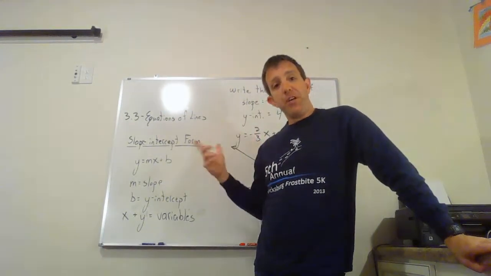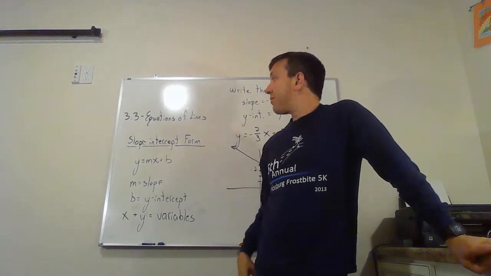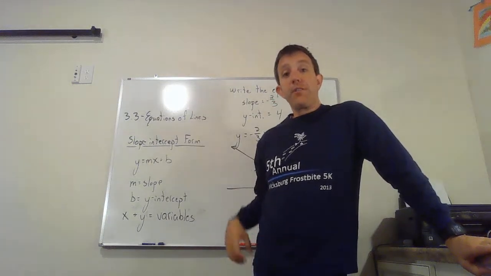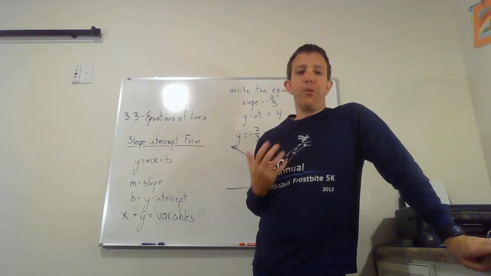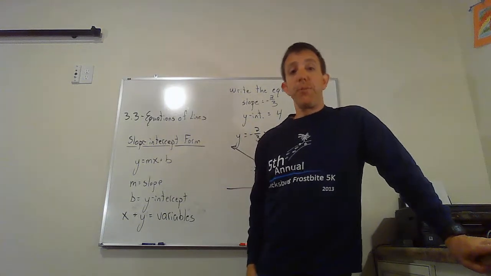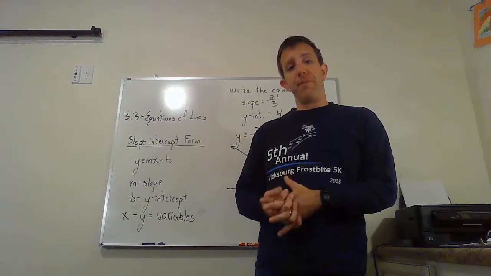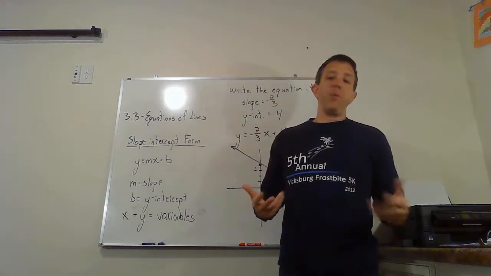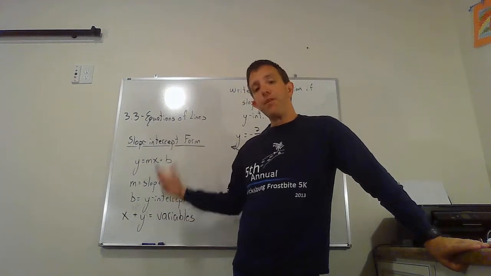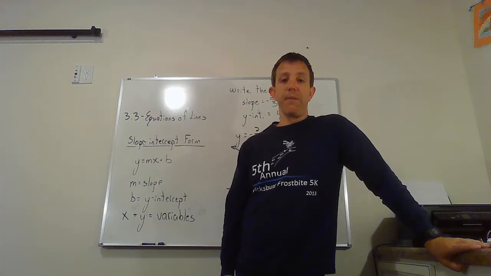Okay, welcome back to Intermediate Algebra, section 3.3, equations of lines. So now we're going to learn how to write equations for these lines. So maybe we'll be given a line, maybe we'll be given some information about the line, but we want to be able to come up with equations. So the first one we're going to look at is what's called slope-intercept form.